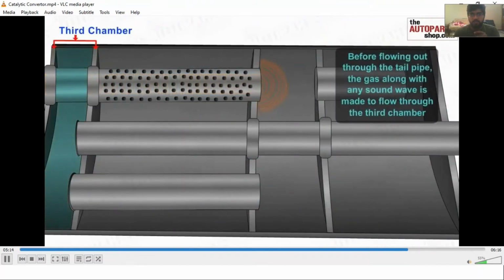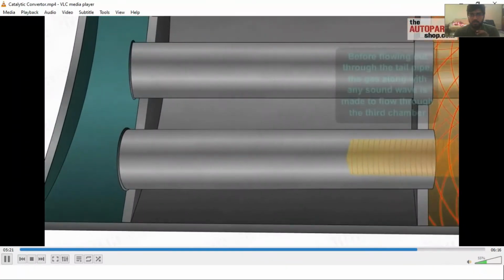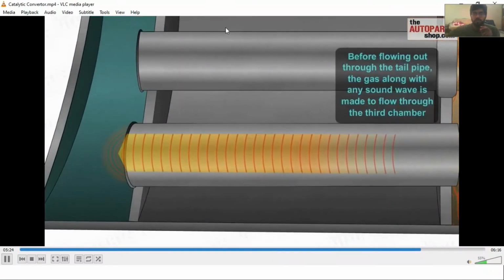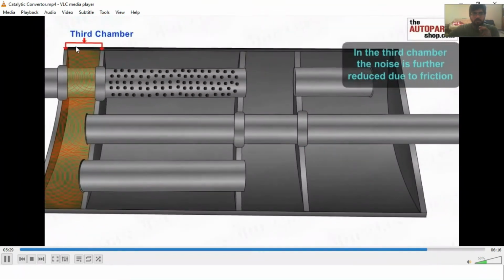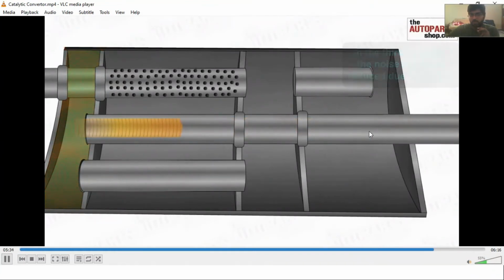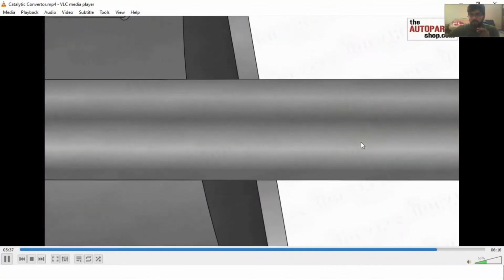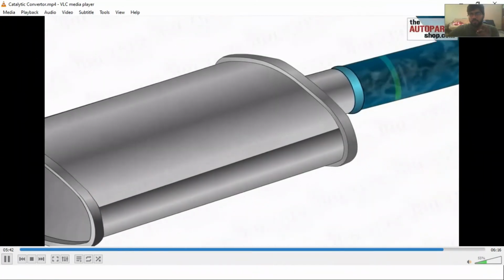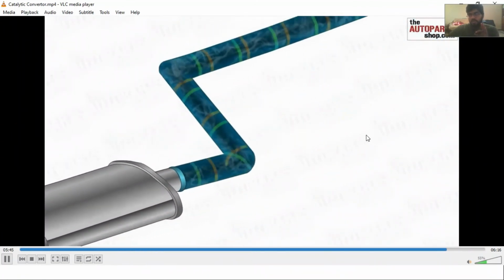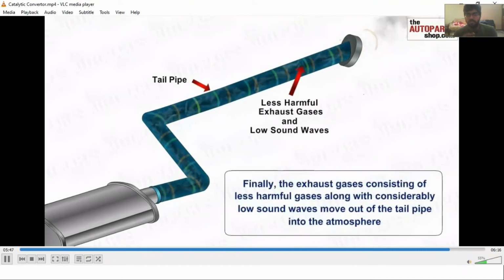Now in the third chamber, before flowing out from the exhaust, here come the gases and sound waves, and in this third chamber these noises are being further reduced because of the friction, and then it will go out through this exhaust pipe. Now not only have the exhaust gases been reduced to less harmful, less toxic gases, but noise has also been controlled.